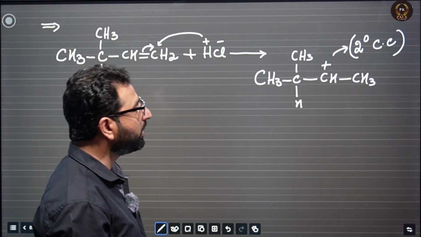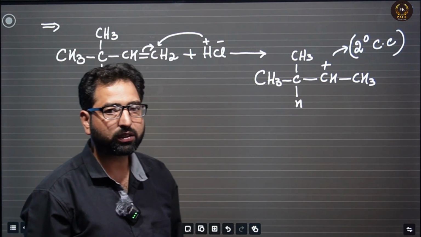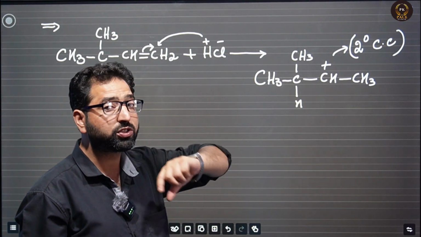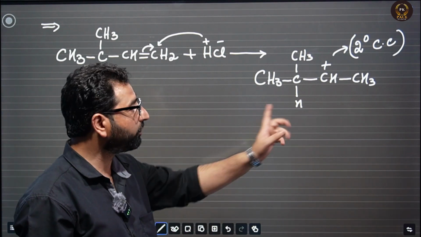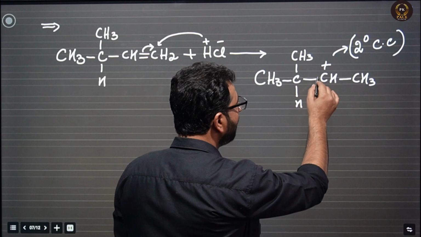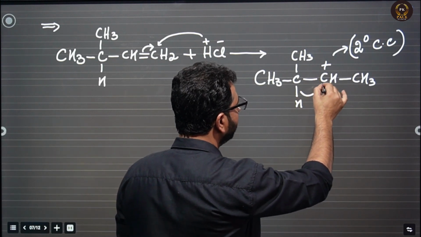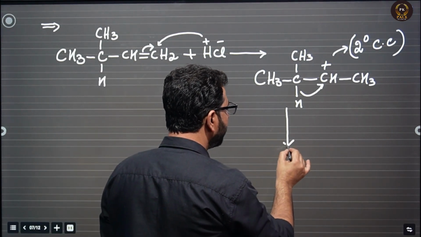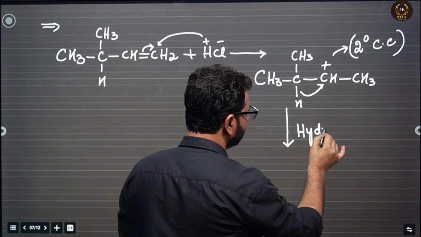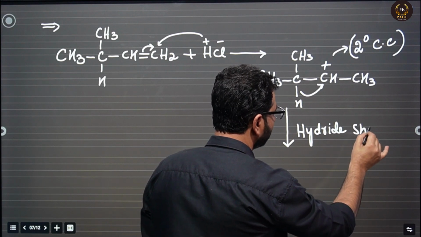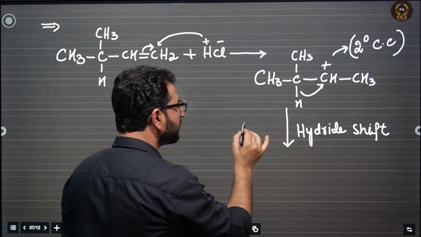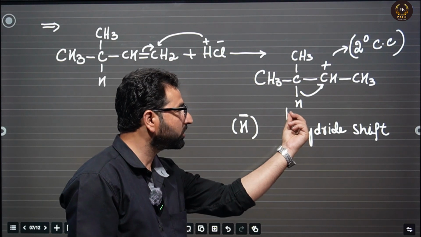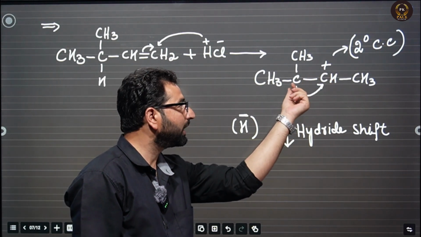Okay, is there any possibility that this secondary carbocation will get converted into a tertiary carbocation? If there is a possibility, then this secondary carbocation will first get converted into the tertiary, and after that the negative part will attack here. Now this hydrogen will go here in the form of H negative, that we can call a hydride shift. Why is it called a hydride shift? Because the hydrogen here will move as H negative. This H negative will get shifted to that carbon, and the positive charge will get created here.